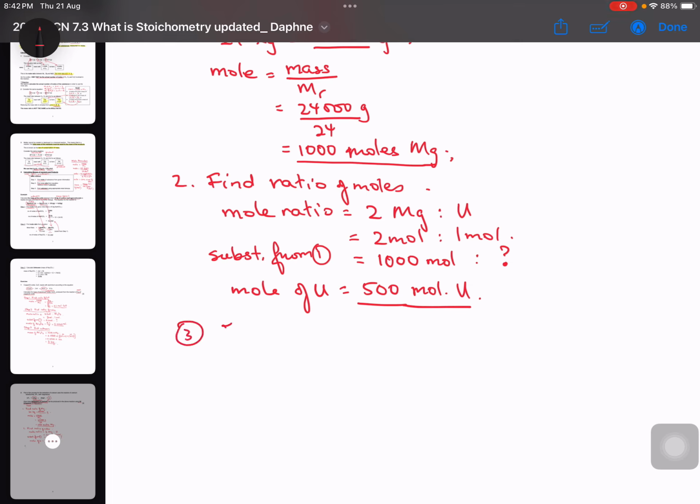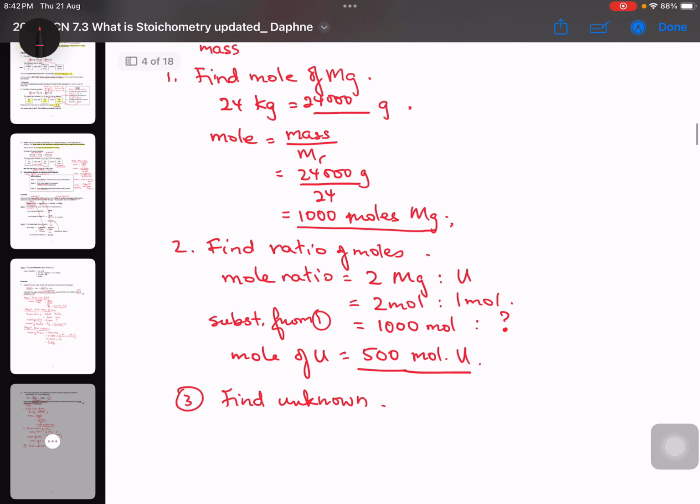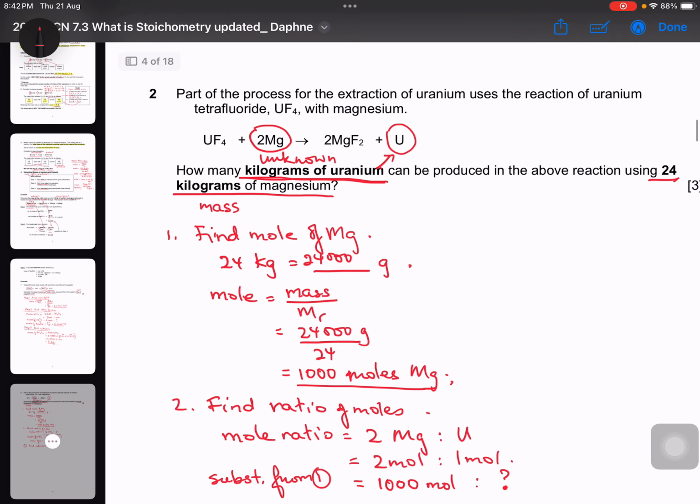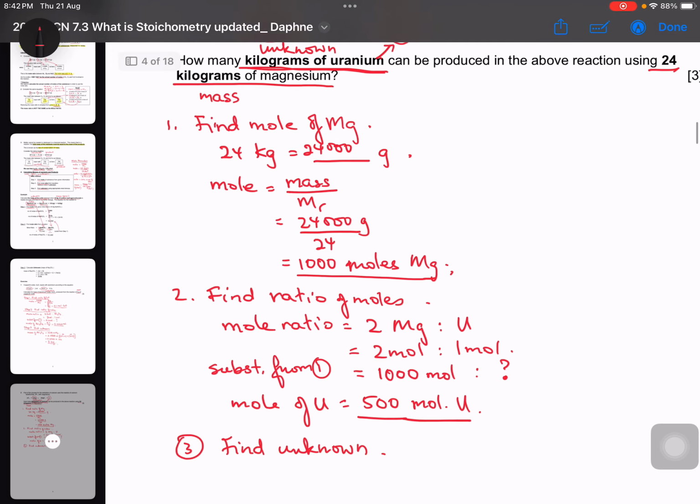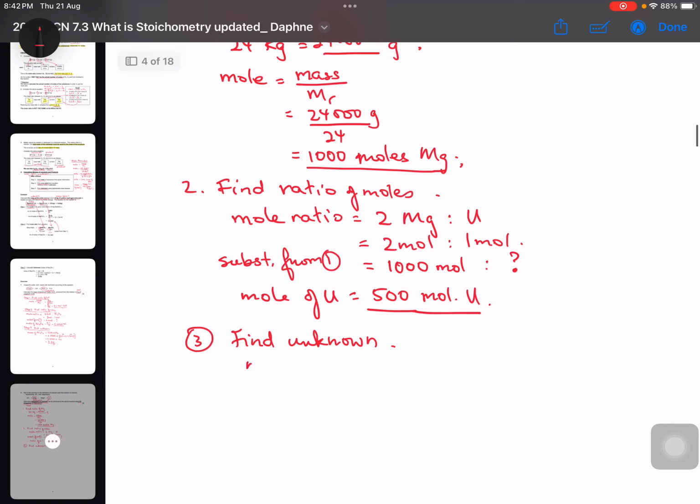Last step, find unknown. What is our unknown? Check our equation. Check our question again. Our unknown is how many kilograms of uranium. So we need to find mass of uranium. Mass of uranium is equals to mole times Mr. You rearrange the formula, you'll get mole times Mr.